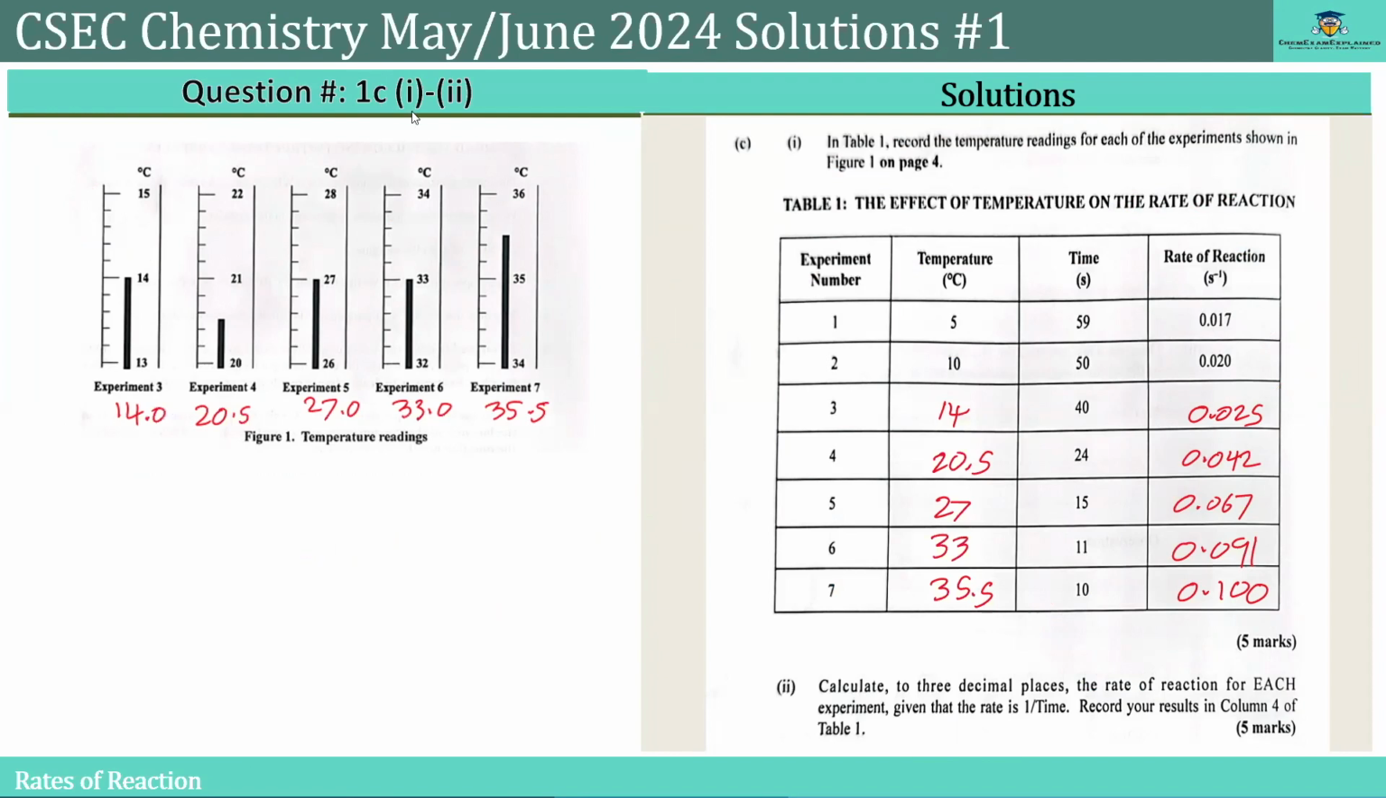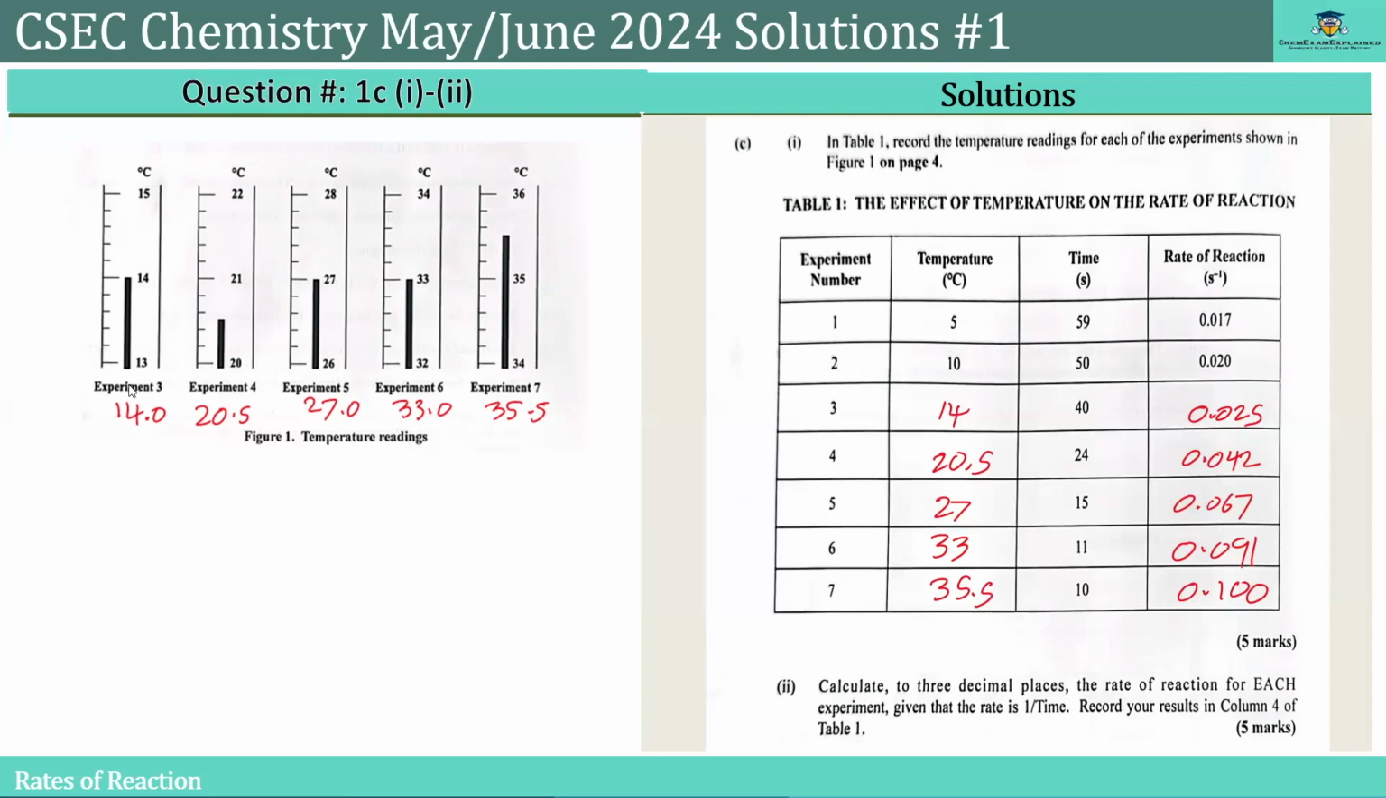1C part 1 and 2. So for part 1, we're given a table and we have our experiments, number of experiments, we have temperature, we have time, and we have 1 over time, which is per second. So these values we would have to work out using 1 over t. So we are to record the temperature readings for each of the experiments in figure 1.